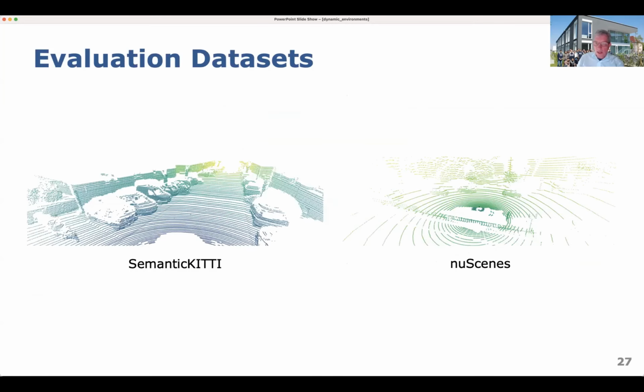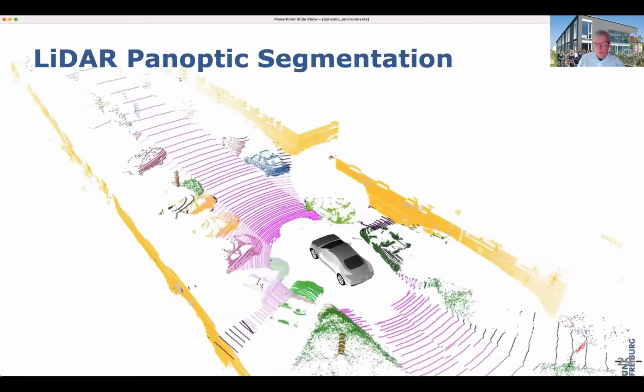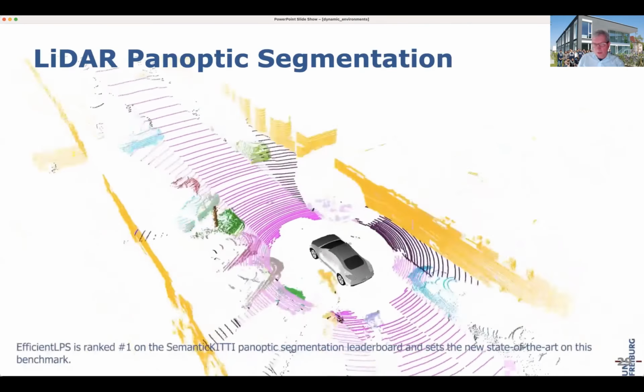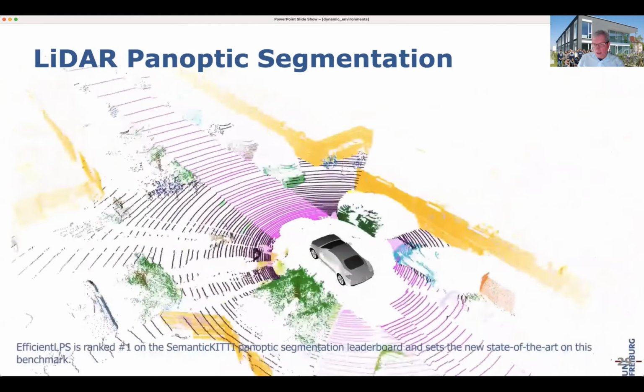And here you can see a few qualitative results on the KITTI and nuScenes data sets. Again, quantitatively, we are outperforming the state of the art here by a quite substantial margin, as you can see. So here are a few examples of panoptic segmentation in action.